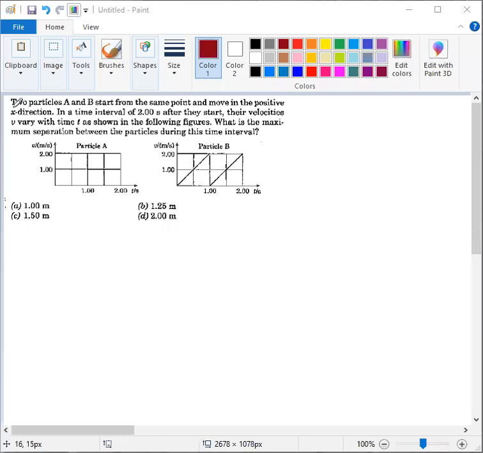Here the question is given. It is given in our question that two particles A and B start from the same point and move in the positive x direction. In a time interval of 2 seconds after they start, their velocities v vary with time as shown in the following figure. What is the maximum separation between the particles during this time interval?